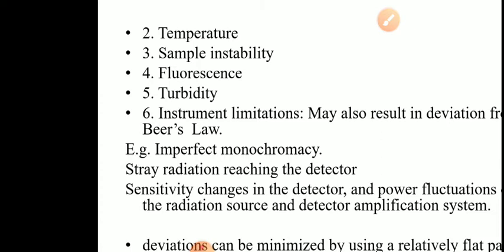Turbidity. If the sample is turbid, the amount of light absorbed will be more. So absorption or optical density is always higher in turbid samples. So you have to take care that your sample should be clear.